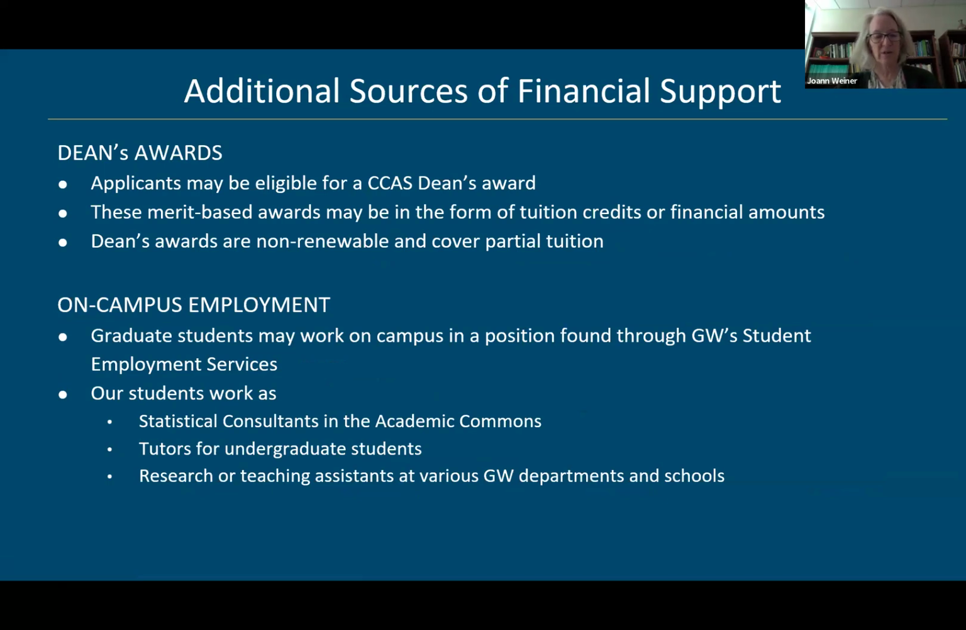Another way to get financial support, as I mentioned earlier, is that graduate students may work on campus in a position found through our student employment services. Our students work on campus in positions such as a statistical consultant in the academic commons. They work as tutors for undergraduate students, and they work as research or teaching assistants at various GW departments and schools. I'll mention that this on-campus appointment that I just discussed does not cover the awards that are specifically from the econ department, but are more generally available at GW. Yet another reason why it's good to be studying at GW, because we have all these other resources available to you.